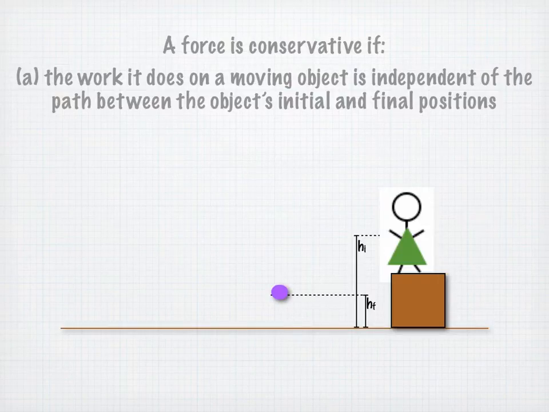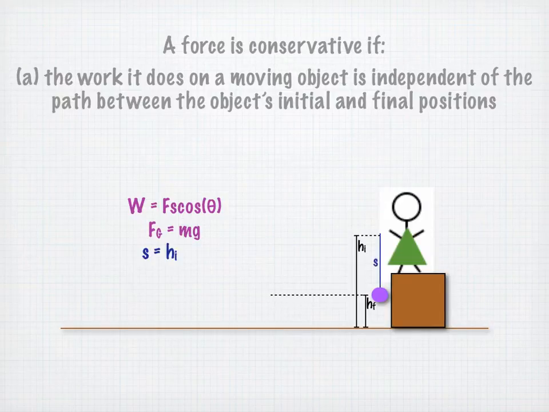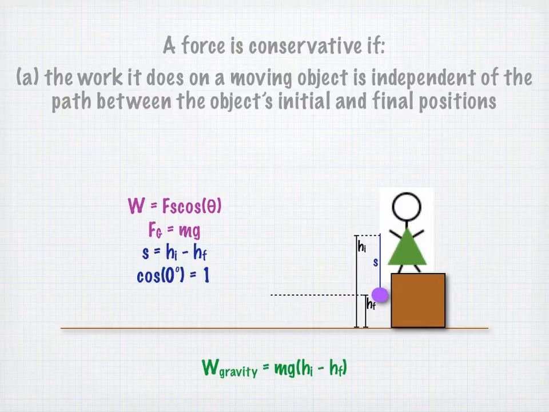We looked at the work done by the gravitational force. Work equals the magnitude of the force times the magnitude of the displacement times the cosine of the angle between the two vectors. The force of gravity is equal to the mass of the object times the gravitational acceleration. If the object is dropped straight down, the magnitude of the displacement, s, is equal to h initial minus h final, and the angle theta between these two vectors is 0 degrees. Cosine of 0 degrees is 1, so this becomes our expression for the work done by gravity in this case.